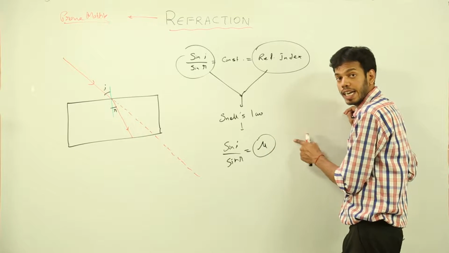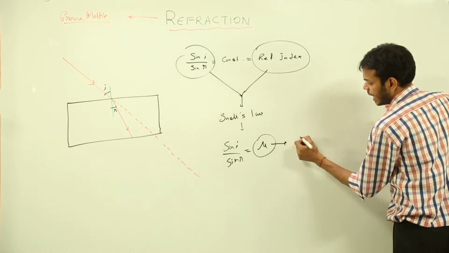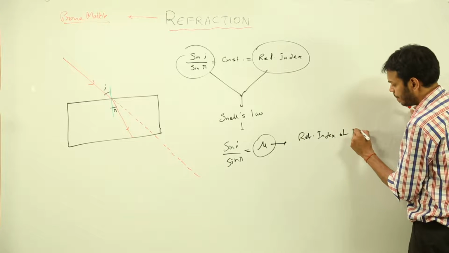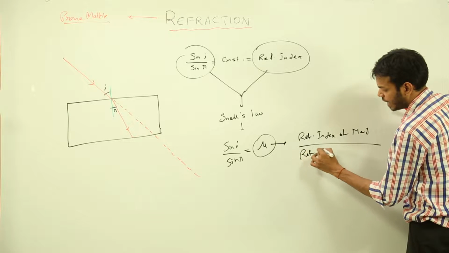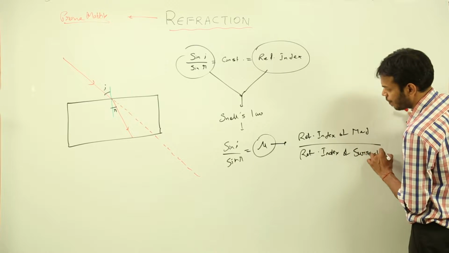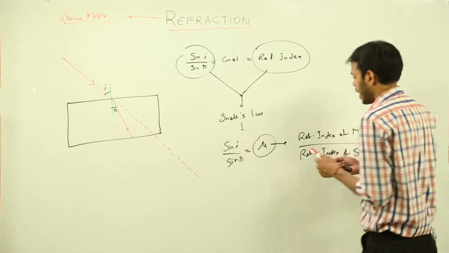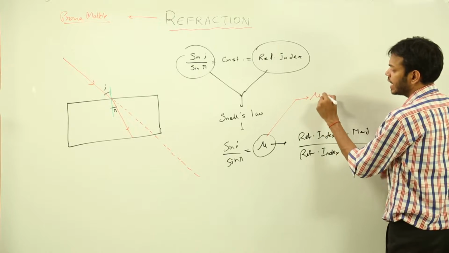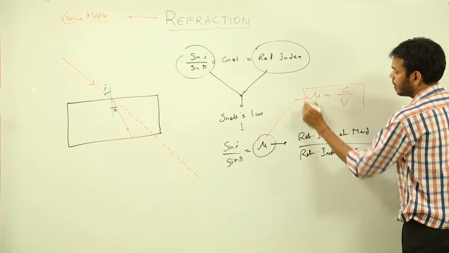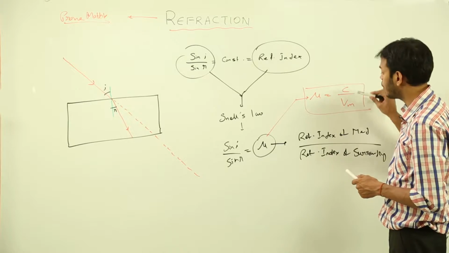Similarly, refractive index is a relative quantity. It is always given by the refractive index of the medium over the refractive index of the surrounding. This is the proper definition of refractive index, though we have a few more definitions. I'm giving you another definition: it is defined as the ratio of speed of light in air upon speed of light in that particular medium, Vm. Refractive index is defined as what? Speed of light in air upon speed of light in that particular medium.